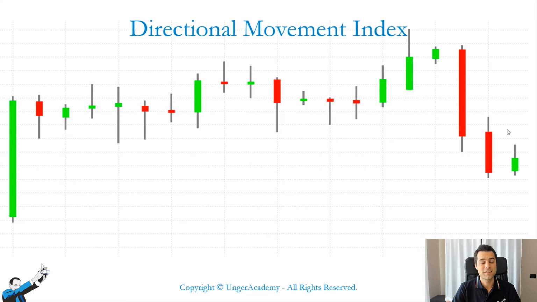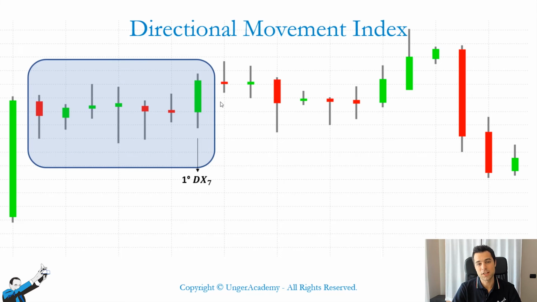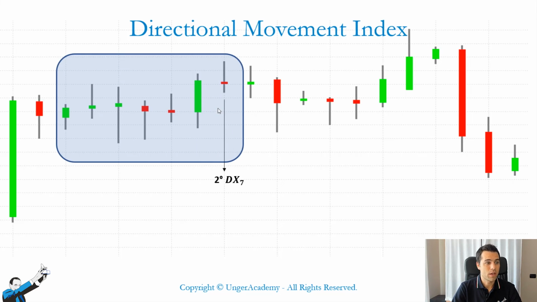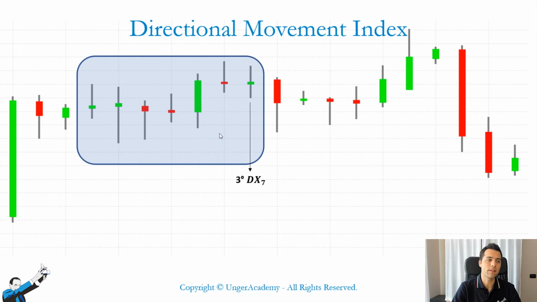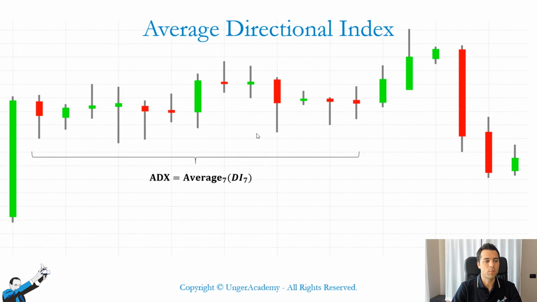So coming to the final step, we have already calculated the directional movement index for these 7 bars. We now must do the same for the following bars, so for the next bar we must calculate the new directional movement index considering the previous 7 bars, then again the third directional movement index, and we do so for 7 more bars. So we end up with an average of this directional movement index, and this average of 7 directional movement index values is called average directional index. Finally, we have found the value of ADX.